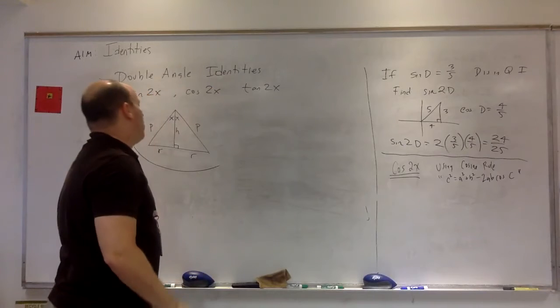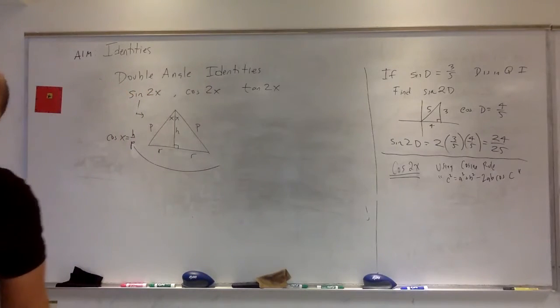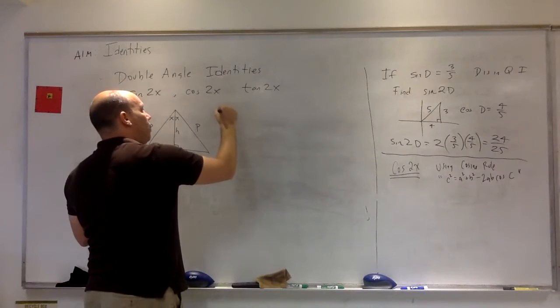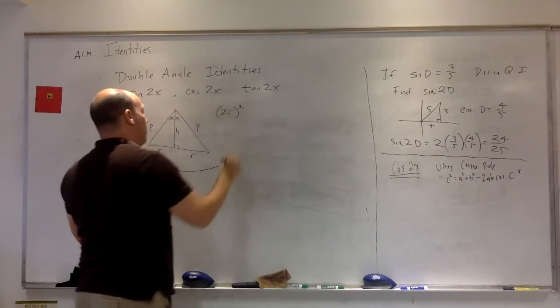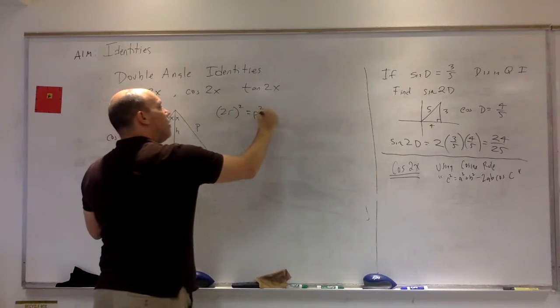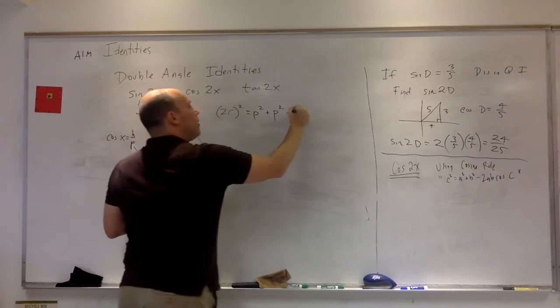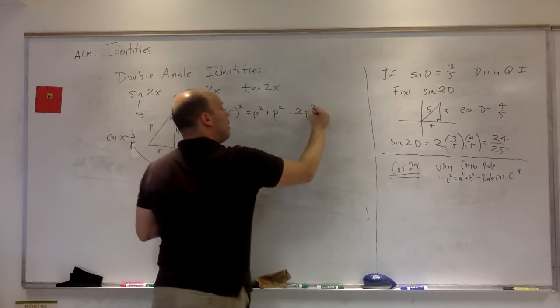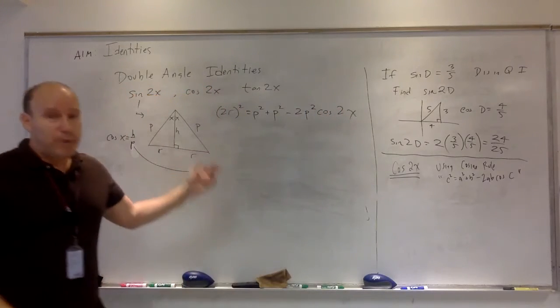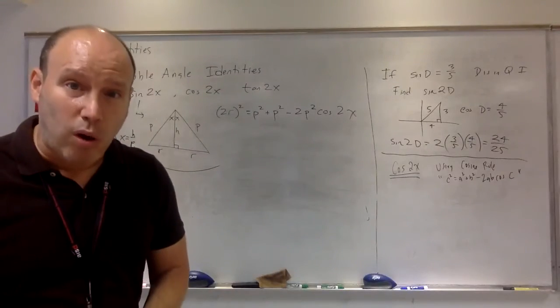Let's see what we have here. So we have 4r squared equals 2p squared minus 2p squared cosine of 2x. Can I divide anything out? Yeah, I can take the 2 out. 2r squared equals p squared minus p squared cosine of 2x.